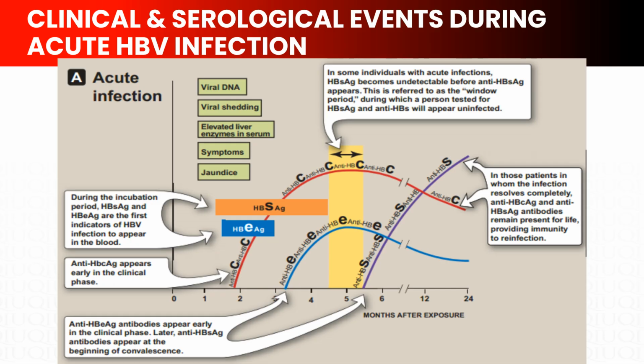There's an important period called the window period between the disappearance of HBsAg and the appearance of anti-HBs. During this time, the only way to diagnose recent infection is by detecting IgM anti-HBc. Finally, anti-HBc IgG persists for life, serving as a marker of past infection.